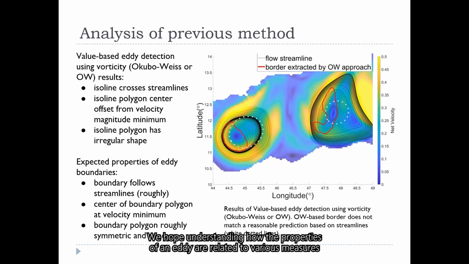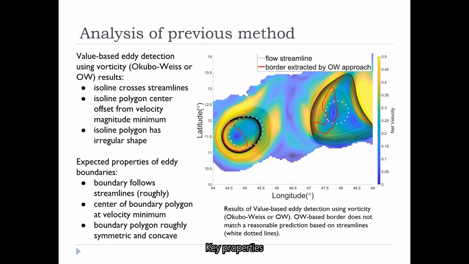We hope understanding how the properties of an eddy are related to various measures will help us determine how to extract a relatively complete region of each eddy. Key properties look at how the center of the extracted eddy region relates to the velocity minimum, how the extracted boundary relates to the streamlines, and the general symmetry of the extracted region. In this case, the Okubo-Weiss threshold extracts a region that seems offset from the velocity minimum, crosses streamlines, and has an asymmetric to irregular shape.